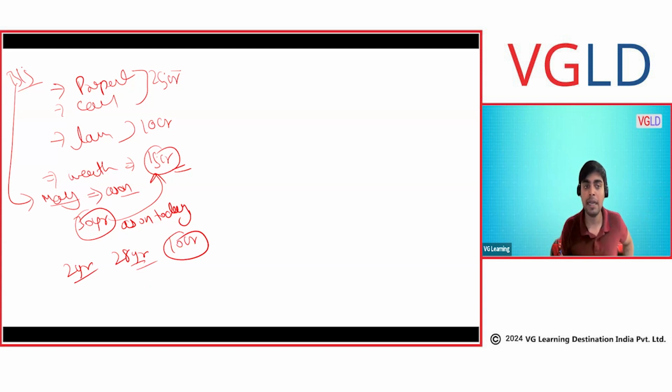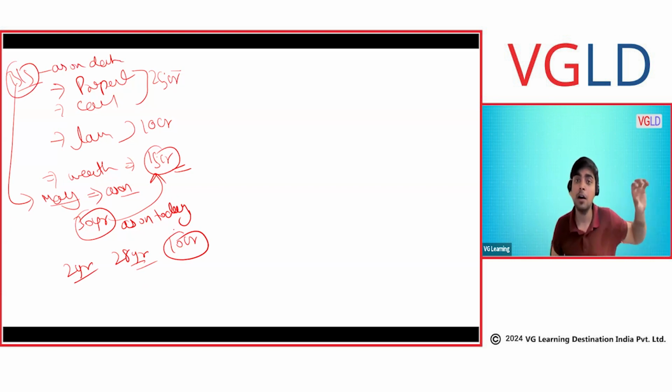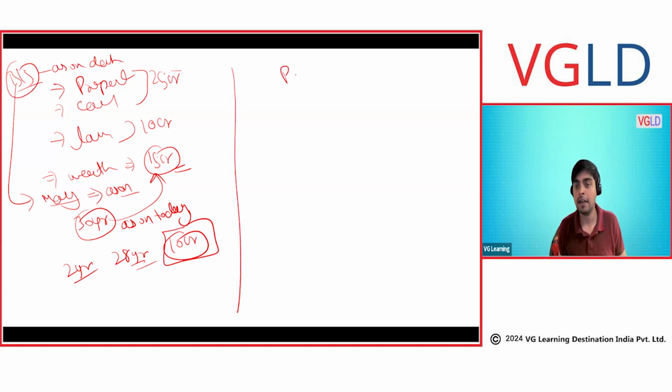So when I'm talking about balance sheet, it represents as on a date. It doesn't represent what has been done in the past, what is done in the last year, nothing. It only shows what is your position as on a date. Now, profit and loss. What does profit and loss say?